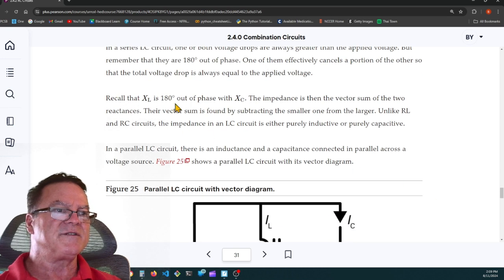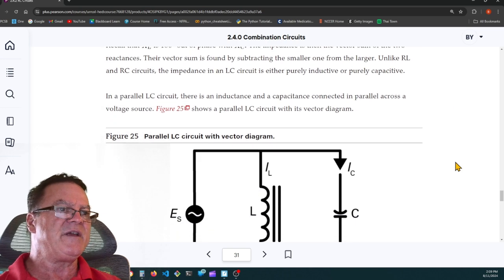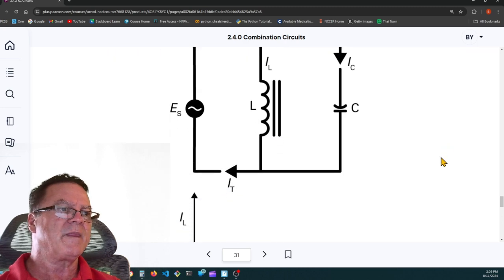Recall that X sub L is 180 degrees out of phase with X sub C. The impedance is then the vector sum of the two reactances. Their vector sum is found by subtracting the smaller one from the larger. Unlike RL and RC circuits, the impedance in an LC circuit is either purely inductive or purely capacitive. All right.